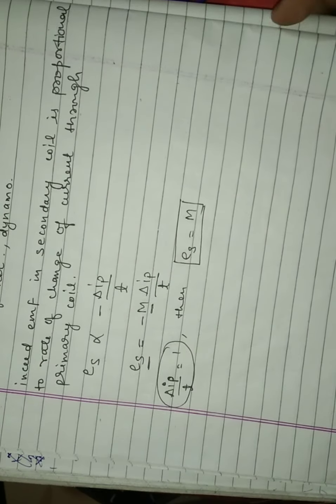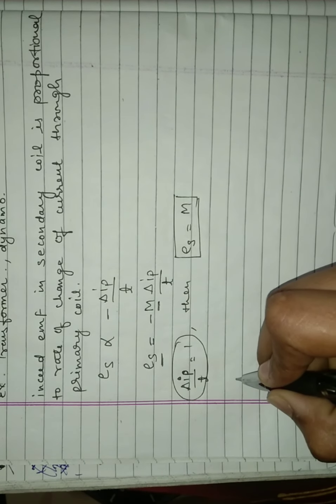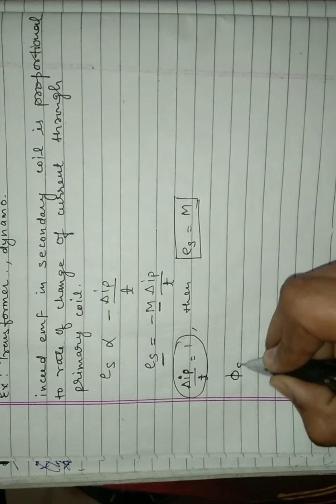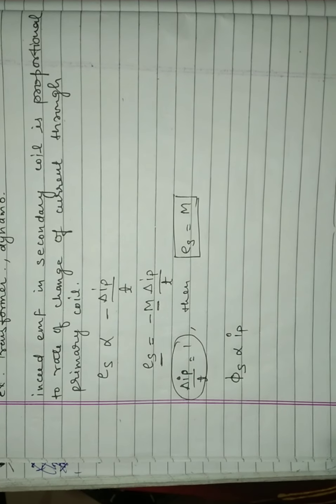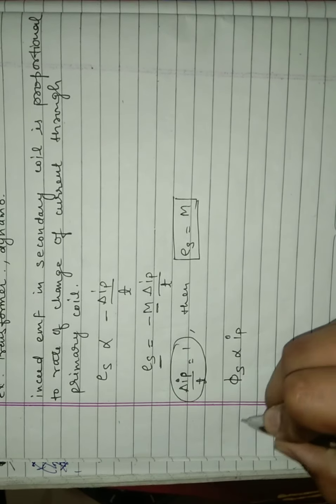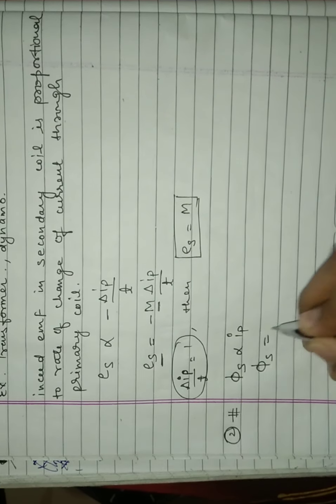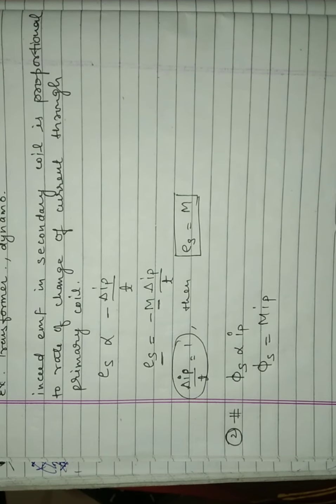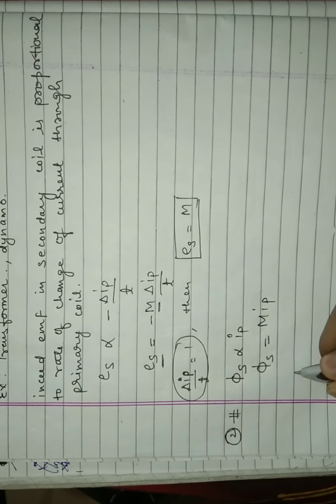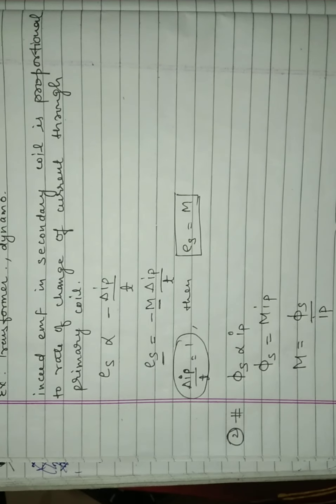Okay, so now let us move on. As you know, phi S is directly proportional to IP. You know this: the magnetic flux linked with the secondary coil is directly proportional to the current flowing through the primary coil. This is our second point. So there is a constant term, that is M, mutual induction. You can also define mutual induction from here, so that M is phi S upon IP.